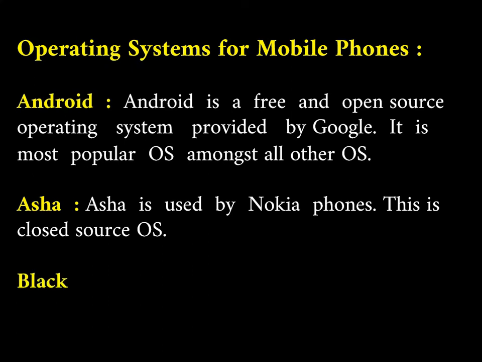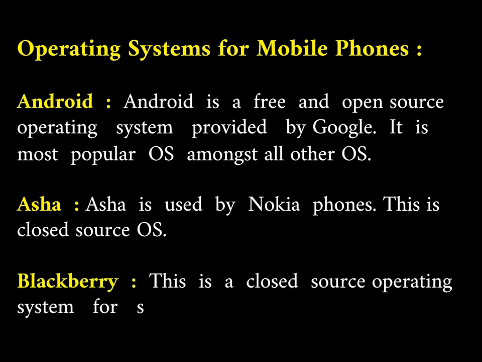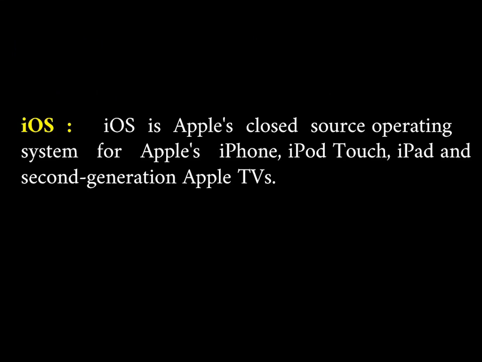Now the BlackBerry. The BlackBerry is also an operating system, and it is also a closed source operating system. Right now you will find it in smartphones and tablet devices. We are not able to change the code of this operating system because this is also a closed source operating system. Next is iOS.